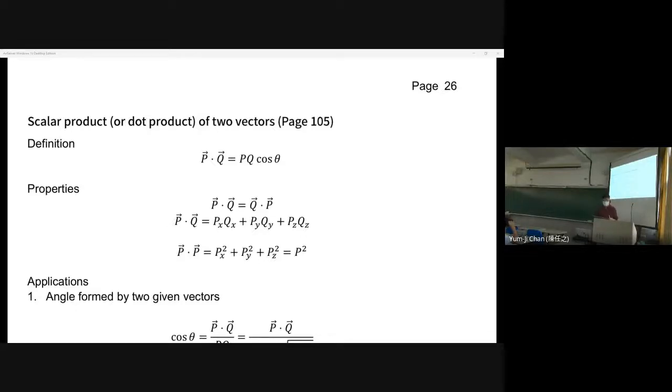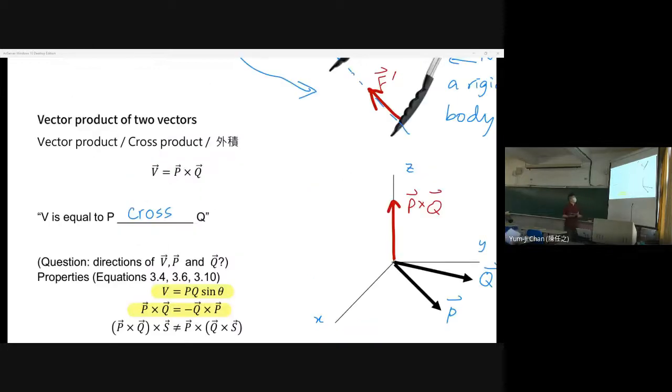Okay, so before the case, let me talk about a bit of new things here. Of course, on Tuesday we talked about vector product, and we can also call vector product as cross product.